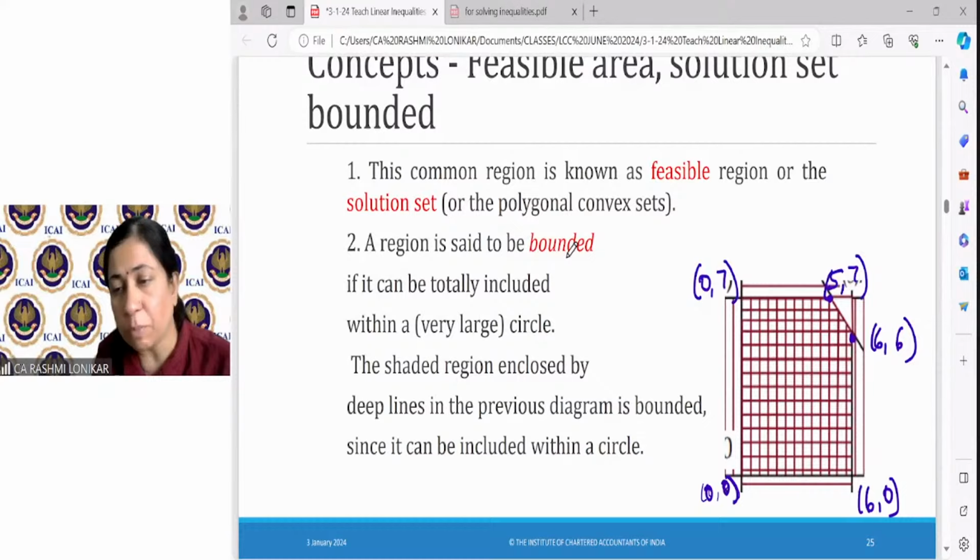A region is said to be bounded if it can be totally included within a very large circle. Can I draw a circle over here? Let me check. Okay, I can.